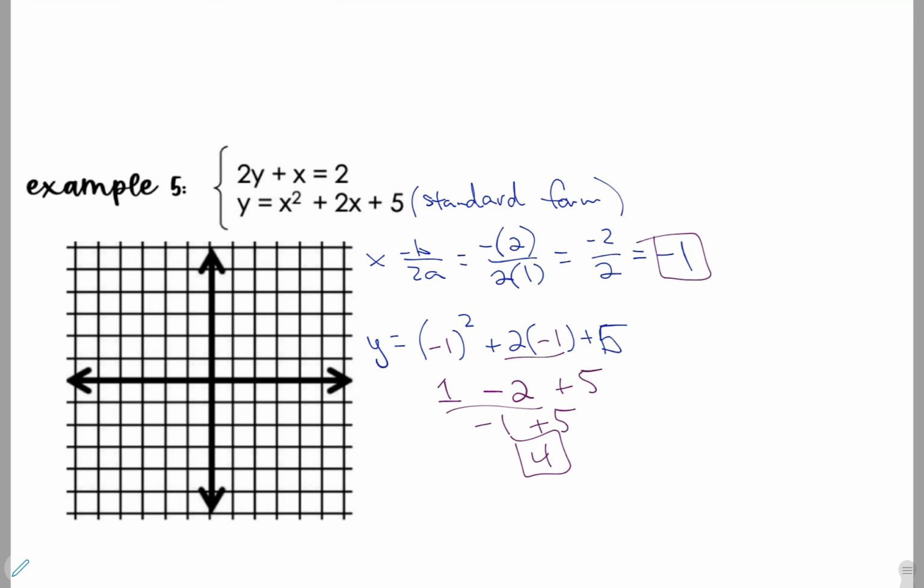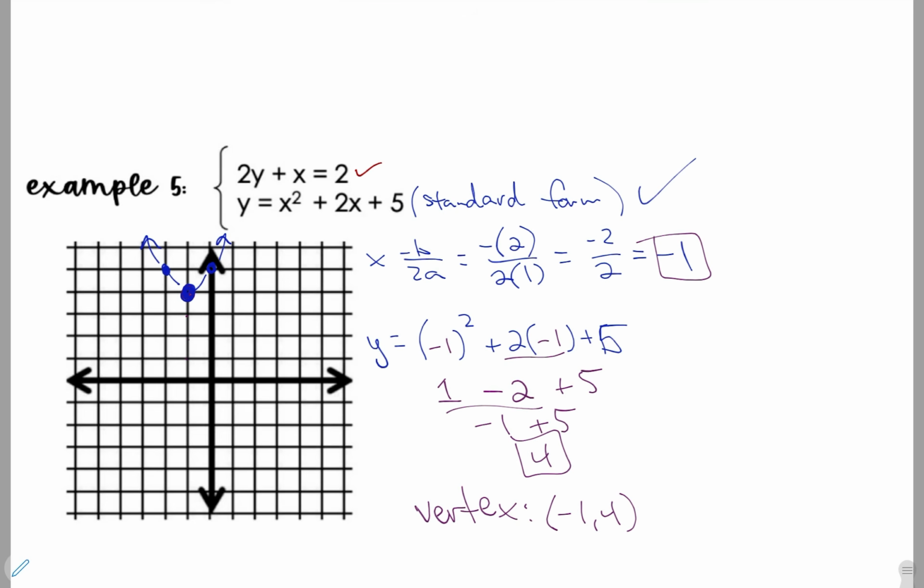Cool. So we're going to start our graph out at our vertex, which is -1, 4. -1, 4. 1, 2, 3, 4. -1, 4 right there. Let's make this one blue. All right, this is going to be our blue line. And then we're going to go up 1 over 1, up 3, no space. Up 1 over 1, no space. Here's that graph.